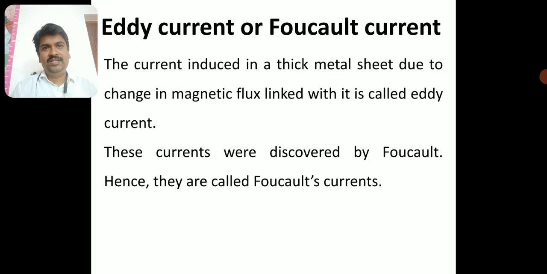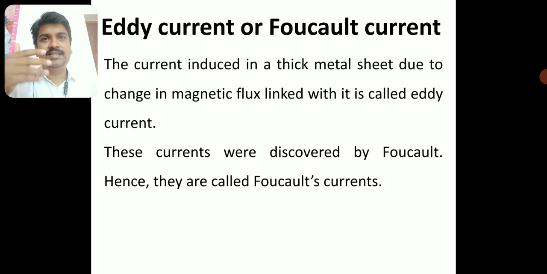Now in this last session we see what eddy current actually is, how eddy current is produced, and what the applications of eddy current are which we see in our day-to-day life. Here the current is induced in a thick metal sheet. It is not a coil, it is a thick metal sheet. The current induced in the thick metal sheet is again induced because of the change in the magnetic flux linked with it.